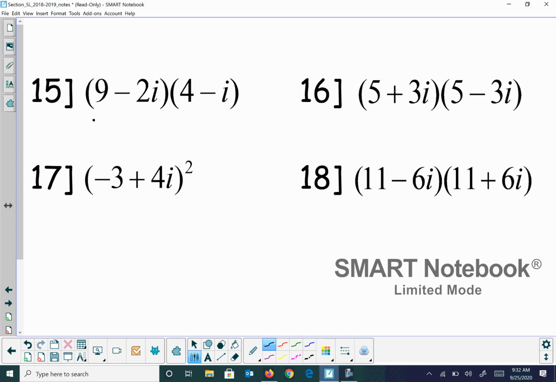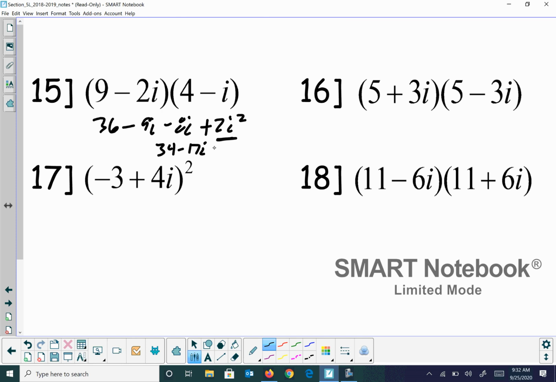Go ahead and FOIL this out. So I'm going to get 36 minus 9i minus 8i plus 2i squared. Remember, 2i squared is going to give me negative 2, so 36 minus 2 is 34 minus 17i.